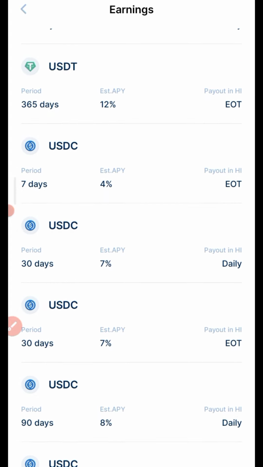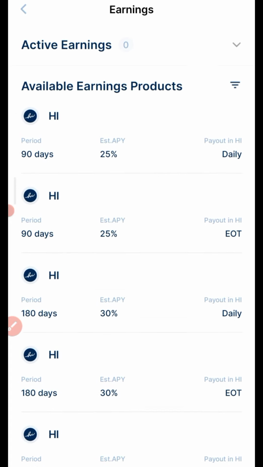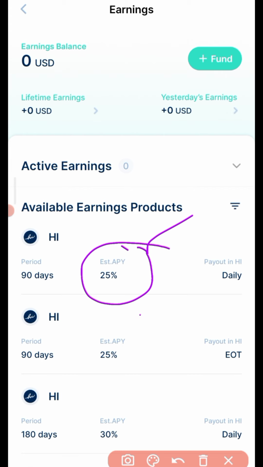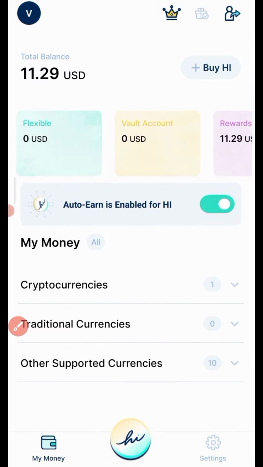You have that of USDT. You have different staking opportunities here on this application. So this is the button you click to fund. Okay, then you take it off from there.